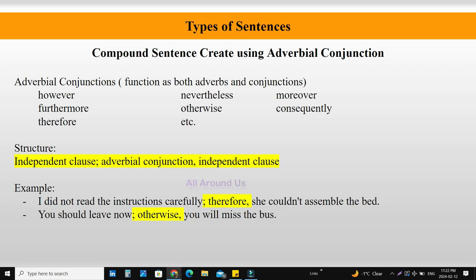second independent clause. Example: I did not read the instruction carefully; therefore, she could not assemble the bed. Here, the independent clause is I didn't read the instruction carefully. Then we put a semicolon, then the adverbial conjunction therefore, comma, then the second independent clause, she could not assemble the bed. In the same way: You should leave now; otherwise, you will miss the bus.